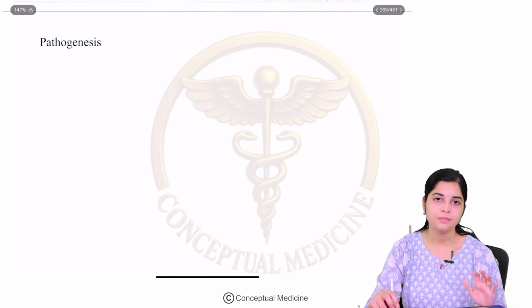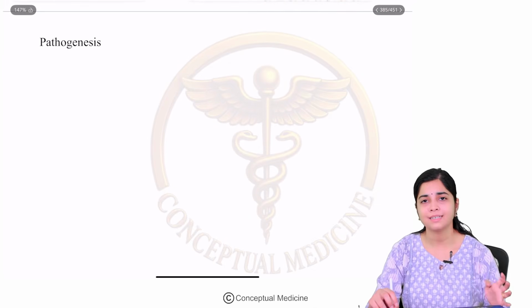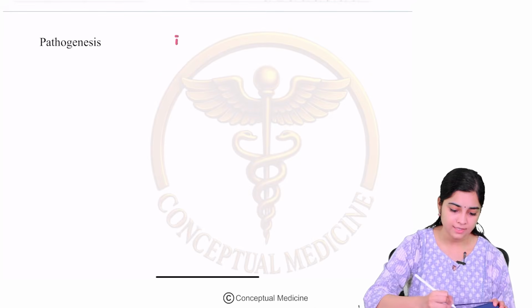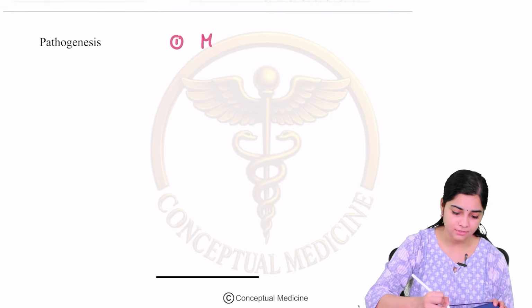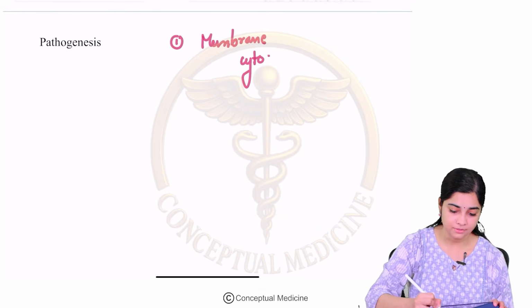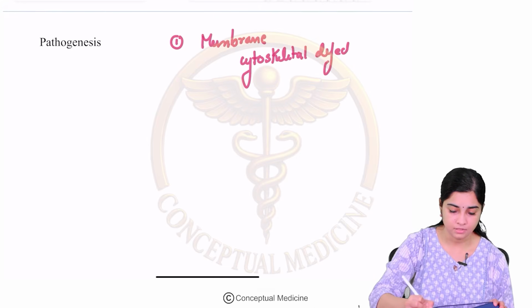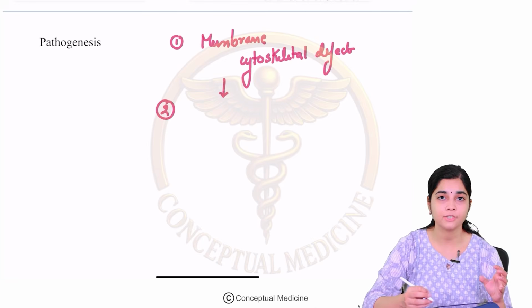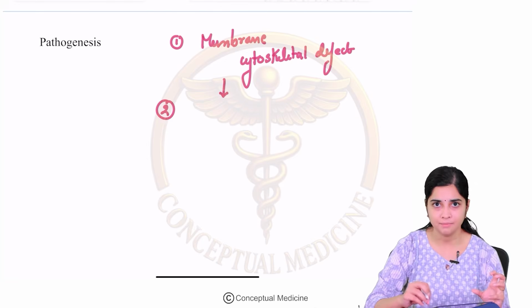So let us understand the pathogenesis. What exactly happens in the pathogenesis of hereditary spherocytosis? The first step is that there is a membrane cytoskeletal defect, right? Now this membrane cytoskeletal defect basically results in the formation of an unstable RBC membrane.